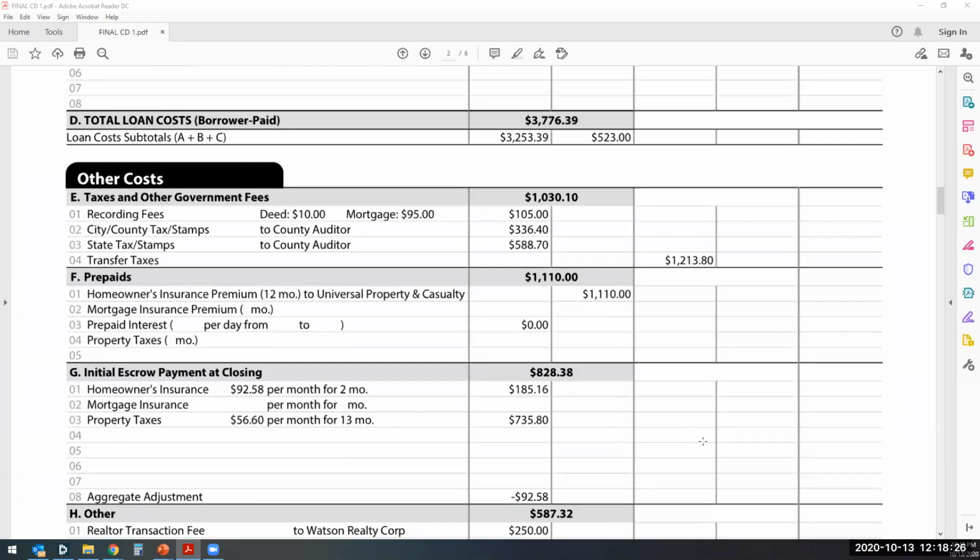All right, so the prepaids. The prepaids are things that the borrower has to pay up front. In this case, our homeowner or our borrower paid their insurance up front. You don't have to if you don't want to, but if you're a little bit short in funds and you need your closing or your cash to close to be a little bit less, you can always pay the insurance up front. The borrower does not have to pay their insurance up front, but in this case, they did. And that's the reason why it's in the line that says paid outside of closing, the 1,110.